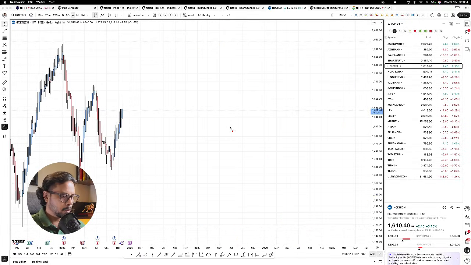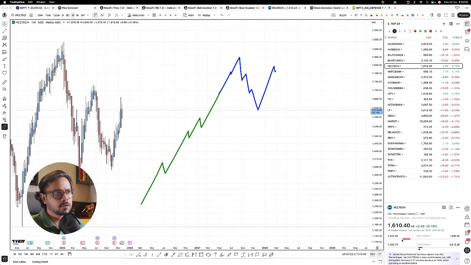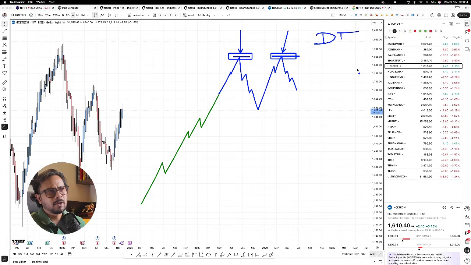Now, going to a topping out pattern, if let's say it's an uptrend and the stock makes a certain high, comes down, goes back to the same high and again starts to come down, will we not be able to see very clearly a resistance shaping up more or less at the same level, more or less in the similar zone, similar area? When this happens, we call it a double top.